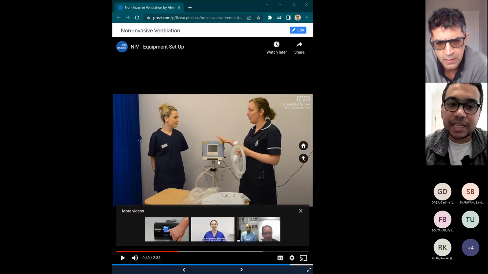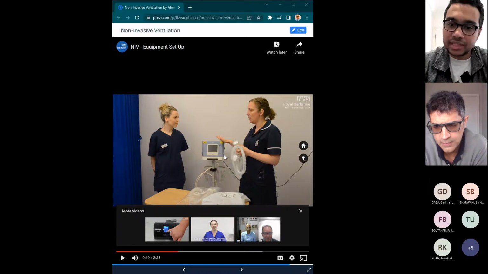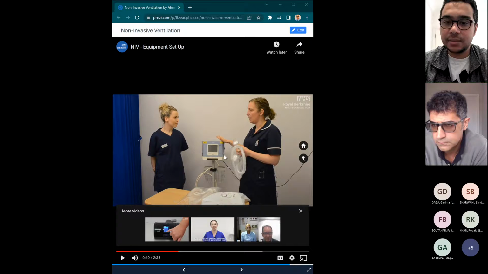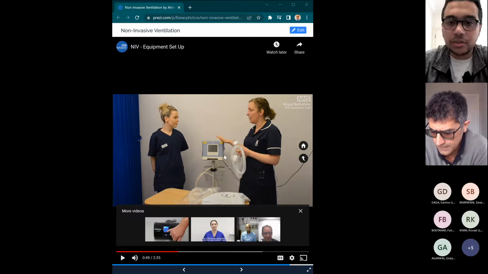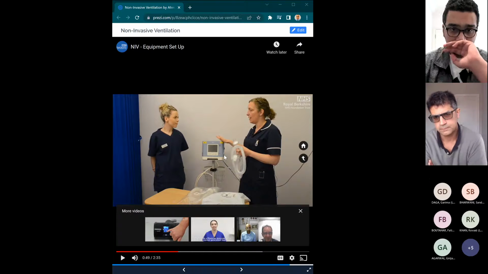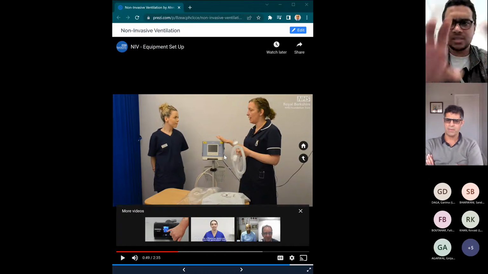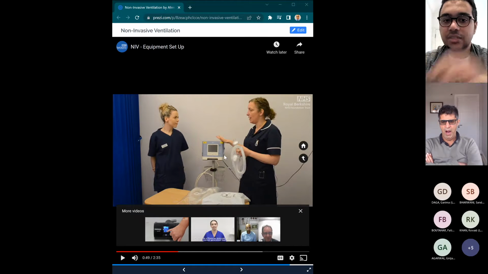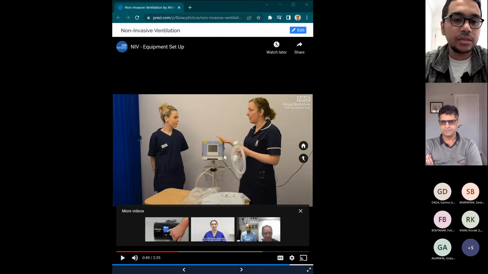It's mainly explaining the connections we use, the tubing for the NIV. The one they are using here is a portable NIV, a machine only for NIV. Usually in ICU, we use the regular ventilator and just change the setting to NIV or CPAP. The tubing they are using is prepared tubing, ready to be used.